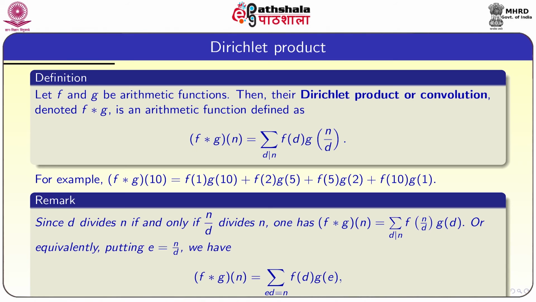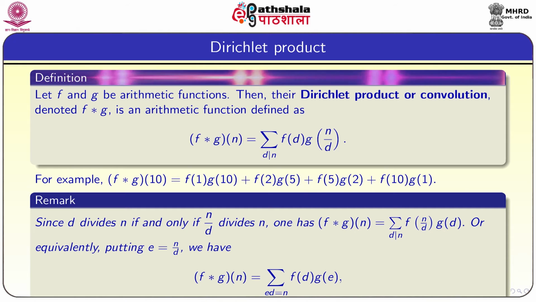Now, we are going to give a lot of properties of Dirichlet convolution product and also we are going to state and prove the Mobius inversion formula. Now, Dirichlet product is a binary operation between arithmetic functions. Let f and g be two arithmetic functions, then the Dirichlet product or convolution product, denoted as f star g, is an arithmetic function defined as f star g of n is equal to summation d divides n f of d into g of n by d.